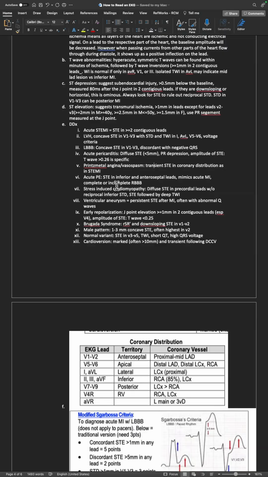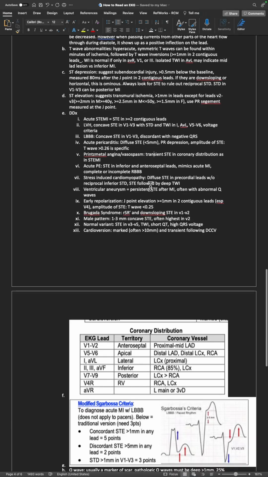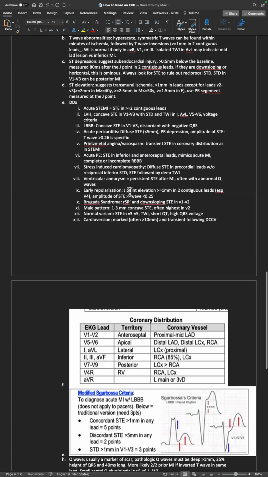Then we have stress-induced cardiomyopathy, in which there is diffuse ST elevation in precordial leads without reciprocal inferior ST depression, then ST elevation followed by deep T-wave inversion. We have ventricular aneurysm, in which there's a persistent ST elevation after MI, often with abnormal Q waves. We have early repolarization, in which there's a J point elevation of greater than or equal to 1 millimeter in 2 contiguous leads. The amplitude of ST elevation to T-wave will be less than 0.25.